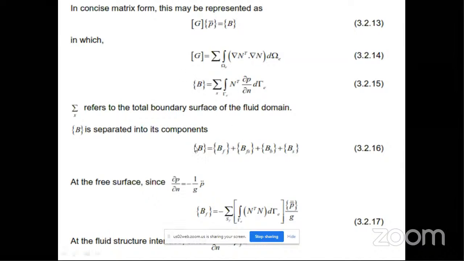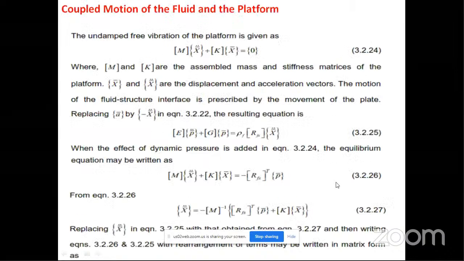Now the boundary conditions. This is the free surface. This is the fluid structure interface, that is, the platform is over the fluid. That is called fluid structure interface. This is the boundary, the sides. Sorry, base. This is the base, the bottom of the fluid. This BS is the sides. So putting these boundary conditions, I will come to an equation like this. Then this E, P, G dot, P double dot.